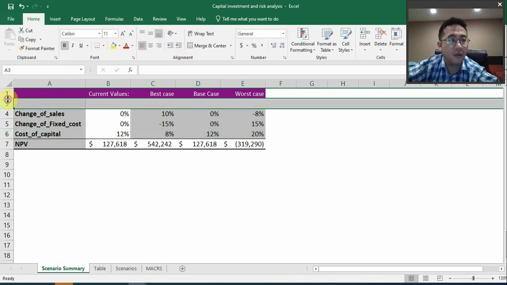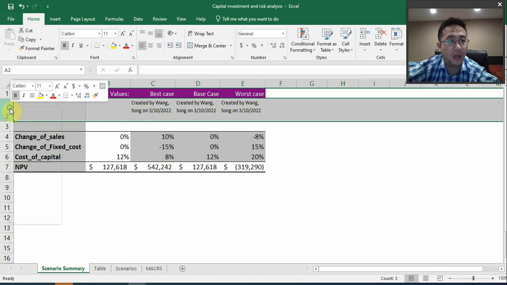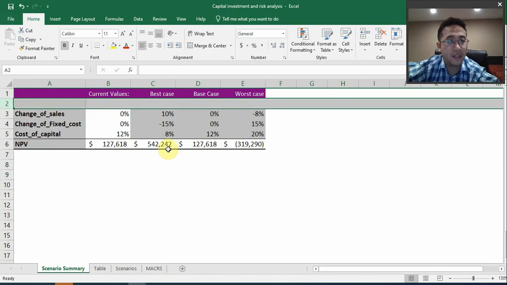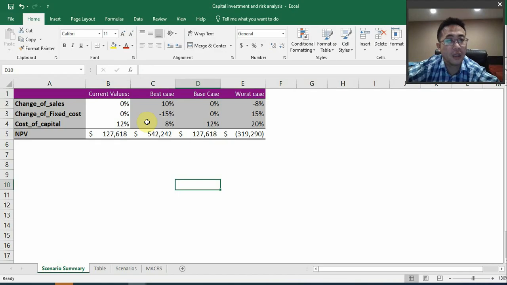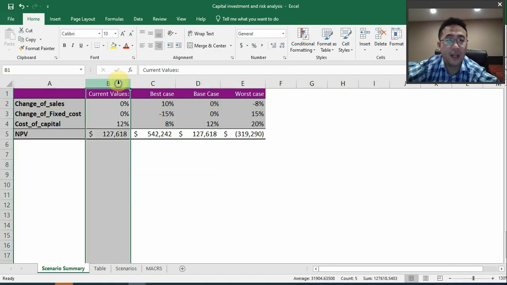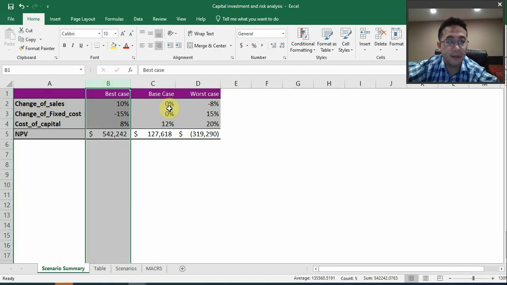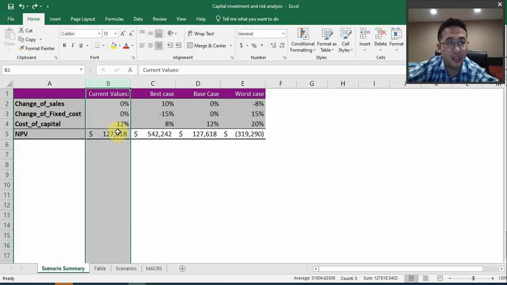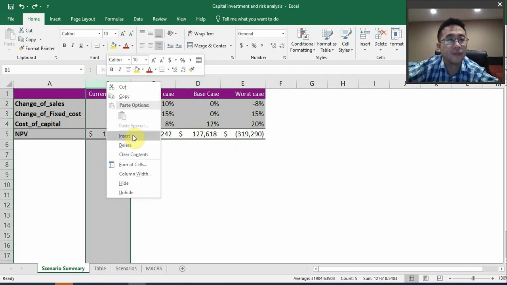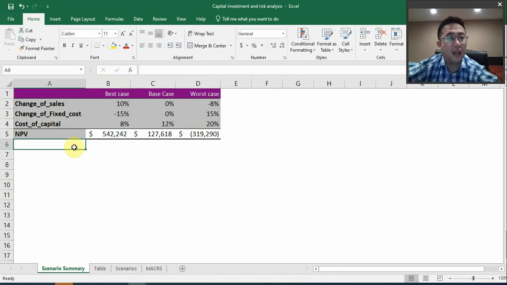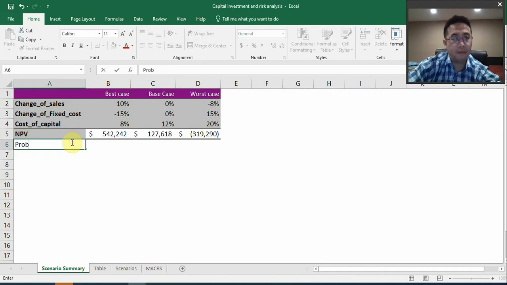Okay, and right here, I'm going to delete these cells also. All right, and for the current value, I don't need that. It's just my base case. If I don't delete it, you see I have the same NPV as what I have here.